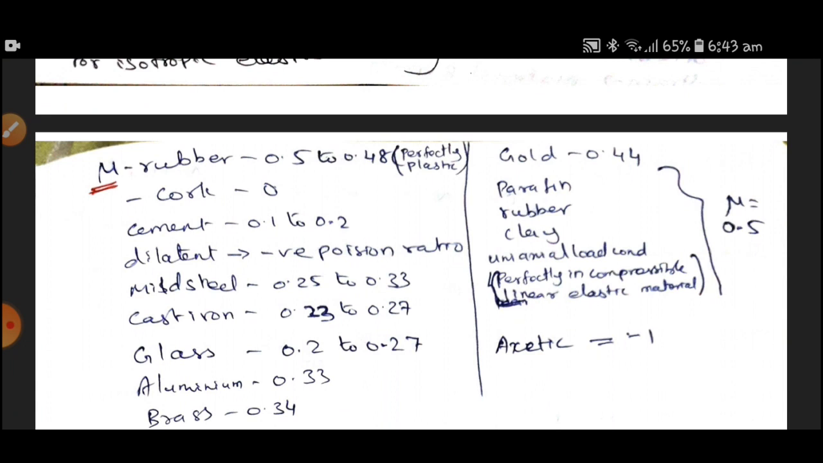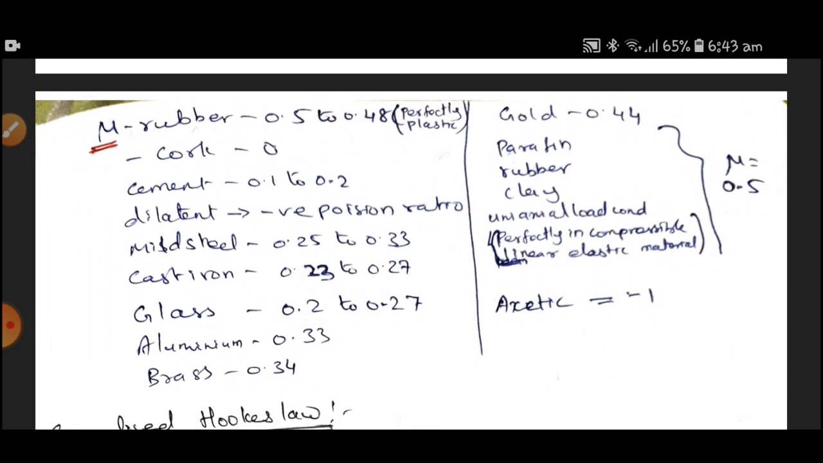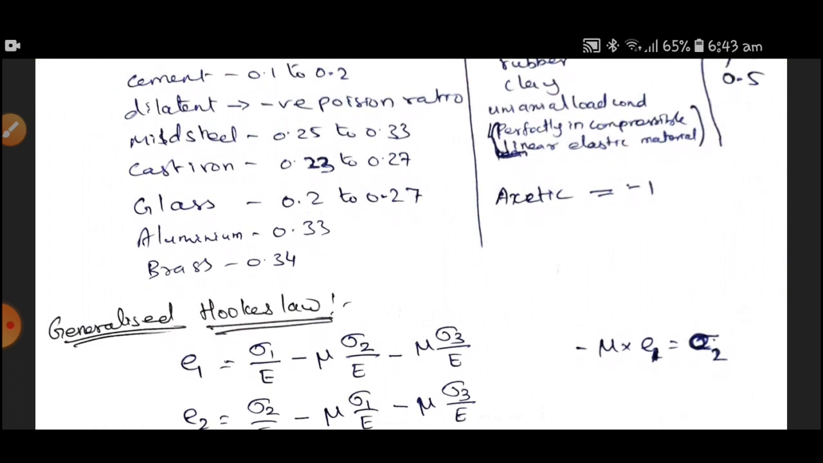For mild steel, 0.25 to 0.33, and cast iron, 0.23 to 0.27, and for glass, 0.2 to 0.27. For aluminium it is 0.33, and for brass 0.34. For pure gold, it is 0.44. For materials like paraffin, rubber, clay, under uniaxial condition, the perfectly compressible linear elastic materials are having mu as 0.5. Next, auxetic having -1.